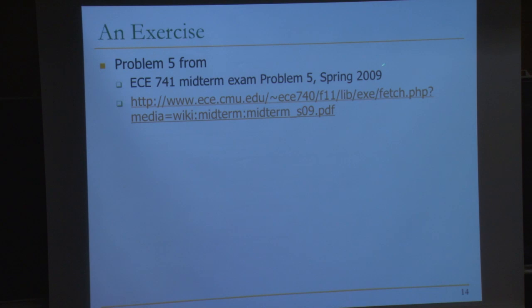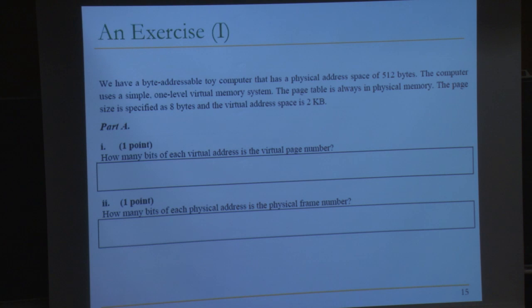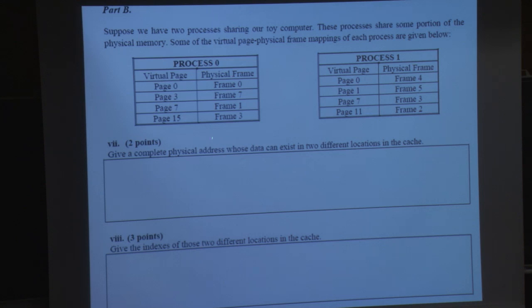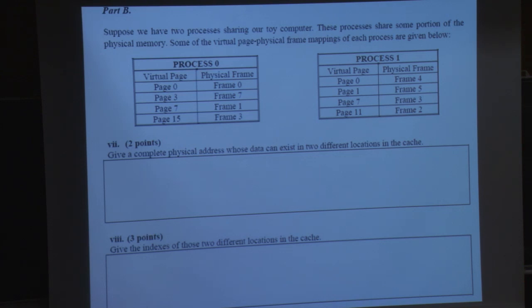And it's actually asking you to go through and figure out which physical addresses can exist in two different locations in the cache. It's asking you the indices of those two different locations in the cache and how to solve the problem. You want me to go over this problem? I guess I'll take a vote here. Who wants me to cover the problem?